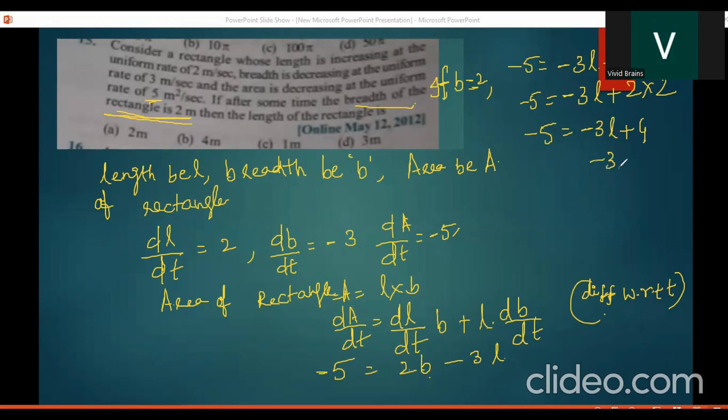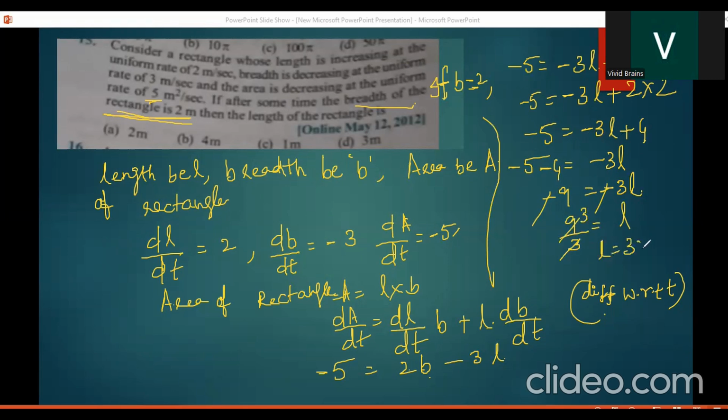So minus 3L is equal to, can I take this plus 4 to the other side as minus 4? So it is going to be minus 9 equals minus 3L. Minus minus cancel, L is 9 by 3. So 3 times 3 is 9, so L is equal to 3 meters. So if breadth is equal to 2, then L is going to be 3 meters. This is what they asked, right?